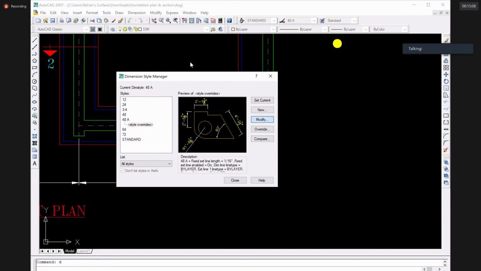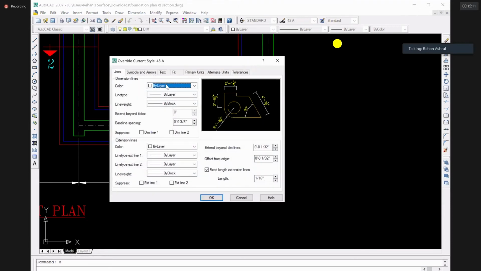Okay. This pop-up window would appear. You have to give color to the dimension line. White is appropriate. And keep the line type and line weight by layer and by block. Extension lines are these lines which show up to which point the dimension line is showing the distance. Keep these things as such.